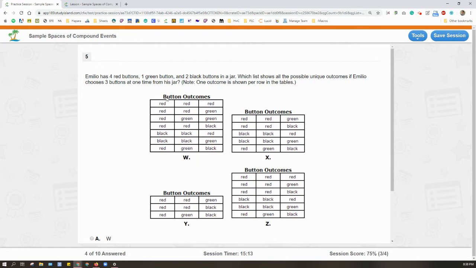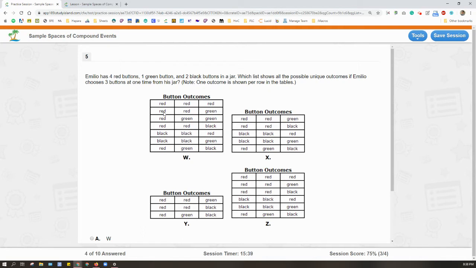So if we look at W, the row says red, red, red. That would represent choosing a red 3 times. So again, we have all these buttons, and we're going to choose 3 buttons at once. So is one possible option red, red, red? Could we get 3 red buttons? And the answer is yes, because there are 4 red buttons in the jar. So it is possible that if we reach in, we get 3 red buttons.